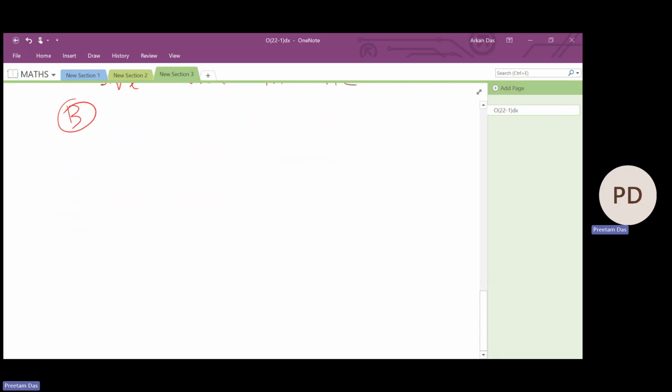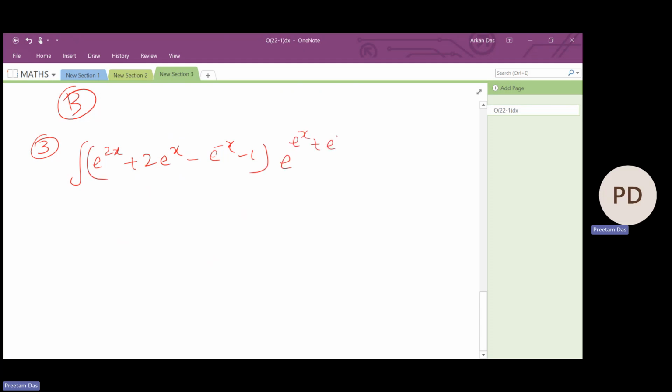What does this question say? This is a JEE mains question. So they're asking you integral of this e raised to 2x, 2e raised to x minus e raised to minus x minus so on, and then e raised to x plus e raised to minus x dx. What do you do in this case? The very simplest thing that you can do in this case is consider e raised to x as t. So e raised to x dx will be what? Your dt. But there is no e raised to x here, so that it becomes dt.